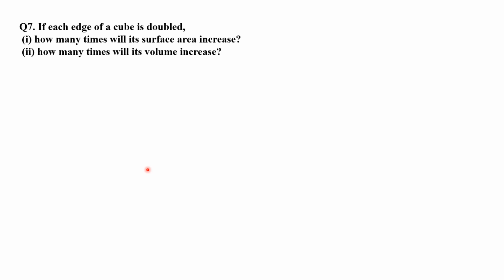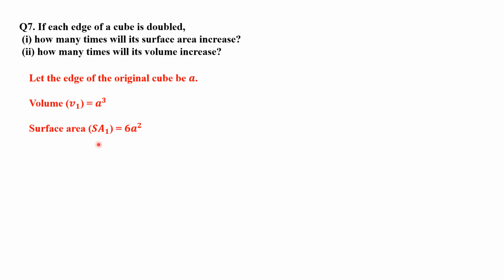Then I will find out how many times surface area and volume increases. Okay. So let the edge of the original cube be A. So from here I can write volume as A cube, and I have considered it as V1. Surface area formula is 6A square, and I have denoted it as SA1. Now the edge of the new cube is doubled, so it became 2A.